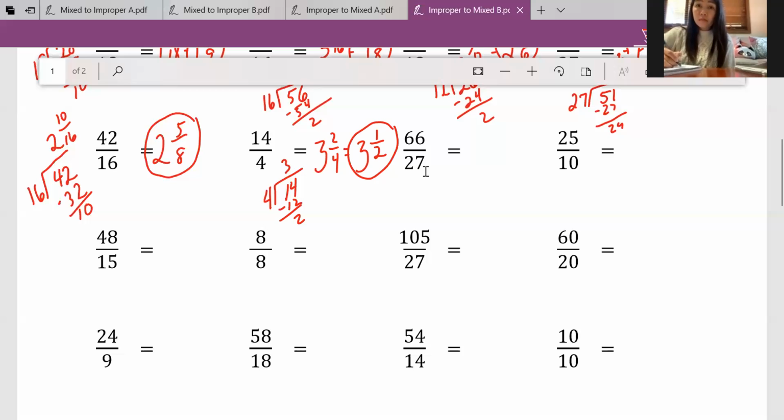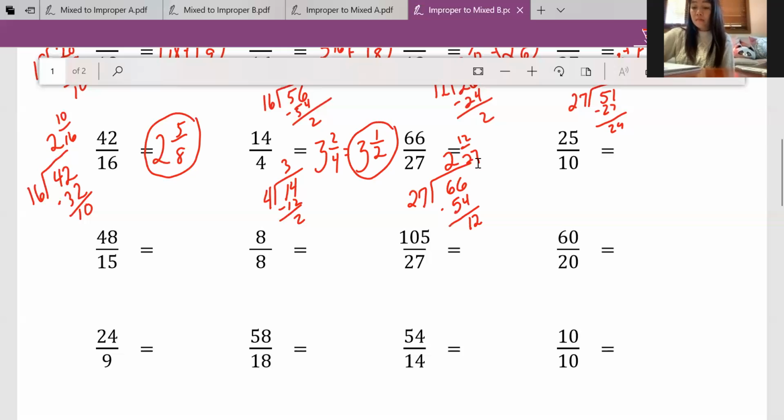Let's look at 66 over 27. 27 is my divisor. 66 is my dividend. I want to see how many times 27 will fit into 66. I think it'll go into it twice. 2 times 27 is going to be 54. And when I subtract, there's only, looks like, 12 left over. So I have 2 and 12 over 27.